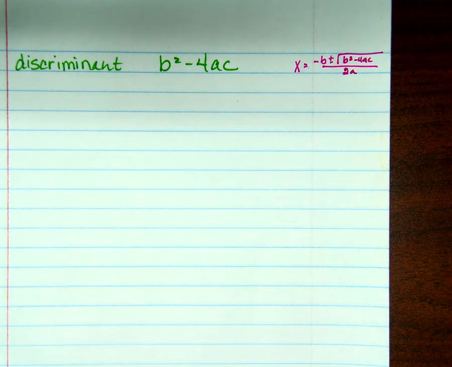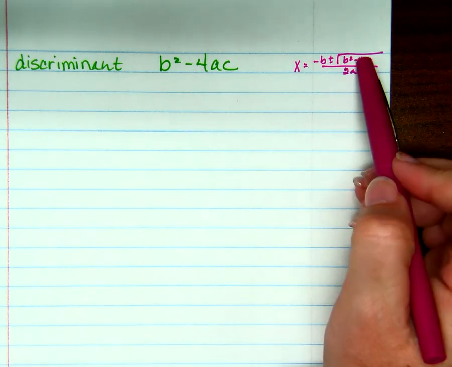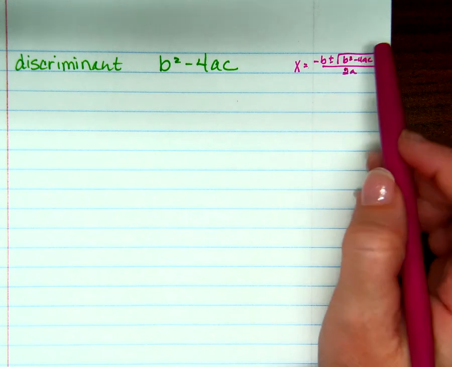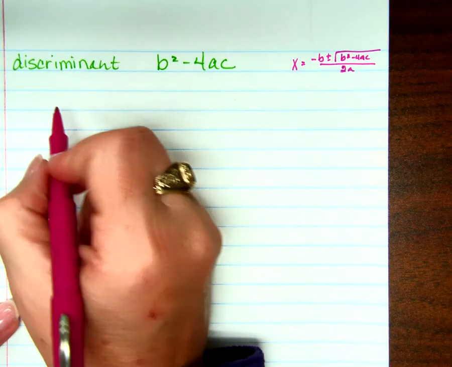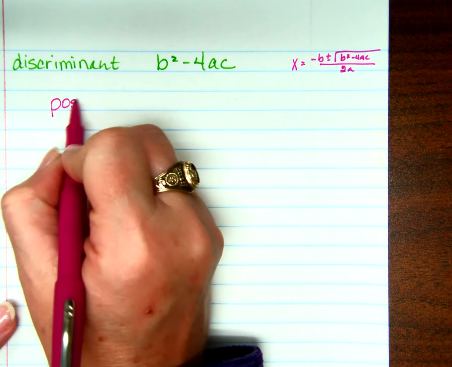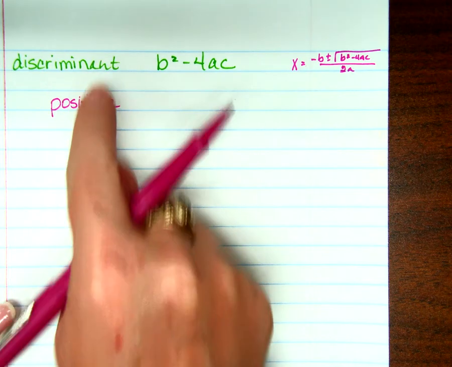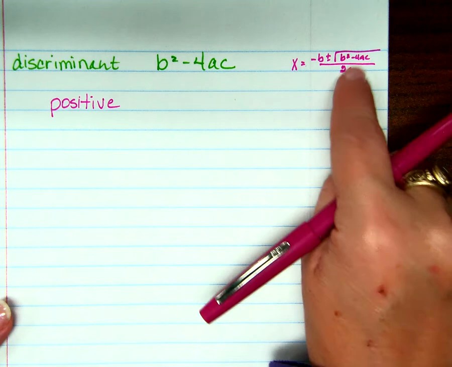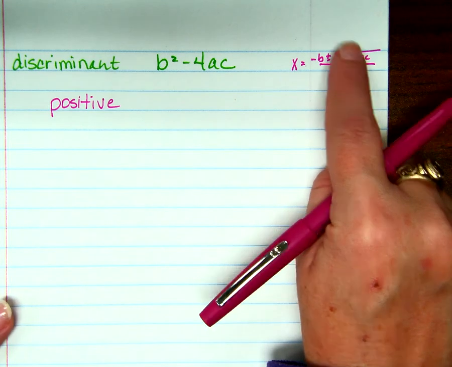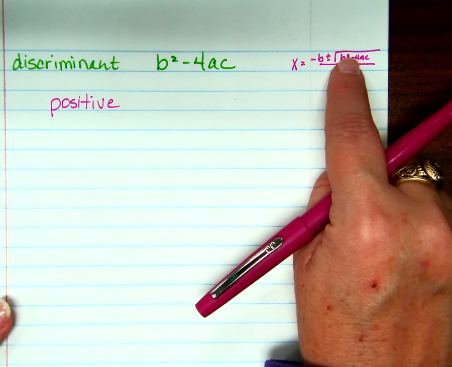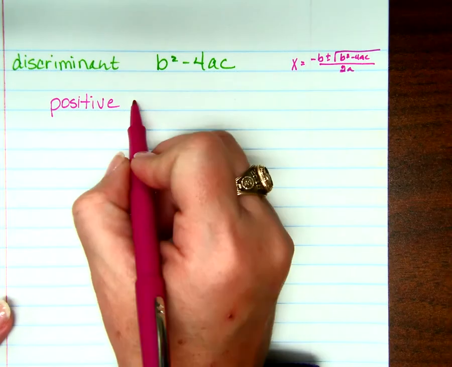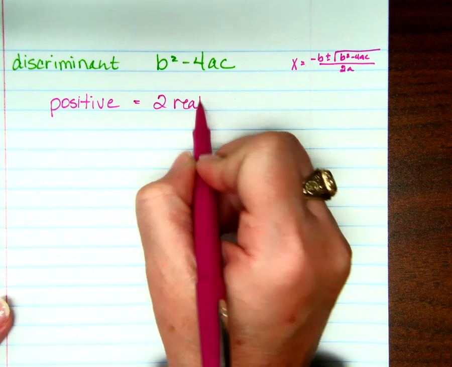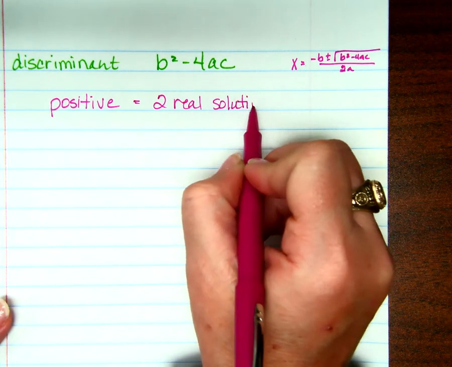Quadratic formula, right? This is what's inside the root sign. So without having any problem or numbers or situations, I want you to be able to tell me how many solutions if my discriminant is positive. Well, if that's a positive number, I can take the square root of it and get how many answers? 2, right? The plus or minus. So how many solutions will I get? 2 real solutions.